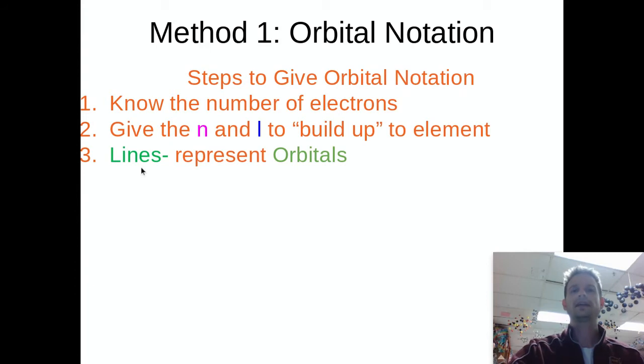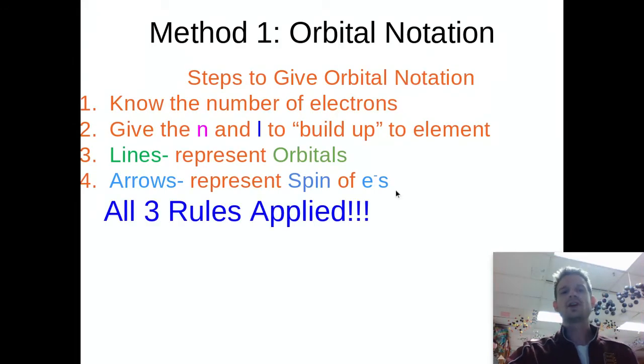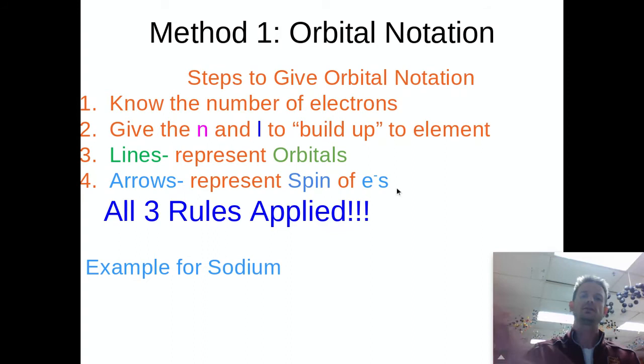And then we're going to represent orbitals as lines. So these are going to be horizontal lines, or like we saw earlier, boxes. And then arrows are going to represent the spin. So that's why you heard me say earlier, an up spin or a down spin, a positive spin or a negative spin. We're going to represent that with arrows. Okay. And so in this case, we're able to show all three rules. That's why this is the most specific. It's the most time consuming, but it's the most specific. And so we're going to try a few of these. So I'm just going to give you one right now, and then we're going to do three together.